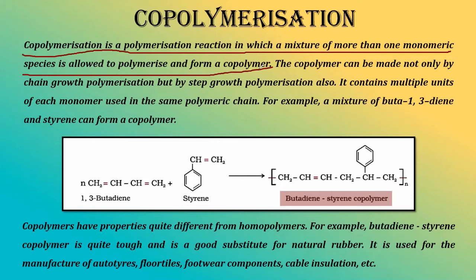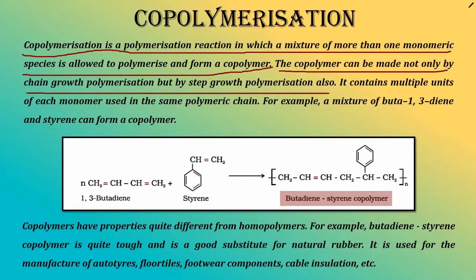Okay, so basically what we are seeing, it is clearly written that the copolymer can be made not only by chain growth polymerization but also by step growth polymerization. What do you mean by this? It means that condensation polymerization can be used to make these copolymers and to execute the process called copolymerization.